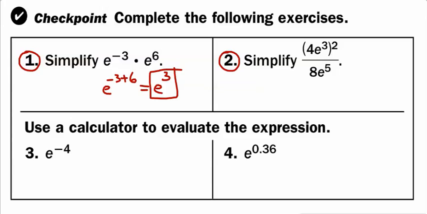Simplify. We have 4e to the third squared divided by 8e to the fifth. Well, the first thing I'm going to do is take care of this squared business. So it becomes 16e to the sixth. Remember that a power of a power means the exponent multiplies. In the denominator, we have 8e to the fifth, and then to finish, we'll actually divide the numbers.